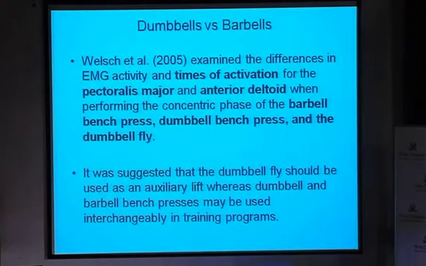Welch et al. in 2005 looked at times of activation for the pectoralis major and the anterior deltoid for the barbell bench press, dumbbell bench press, and the dumbbell fly. What they found was that for the time of activation during the concentric phase of the lift, the dumbbell fly produced the least time of activation. So they therefore suggested that the dumbbell fly should be used as an auxiliary lift, and dumbbell and barbell bench presses can be used interchangeably in training programs.